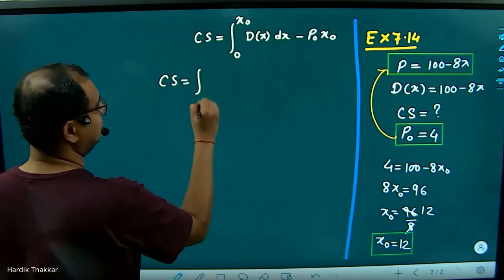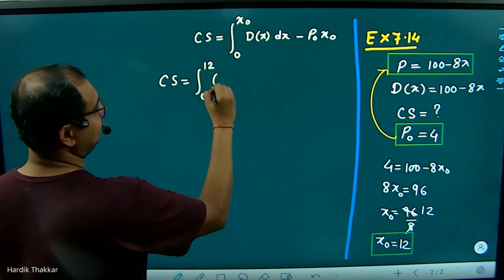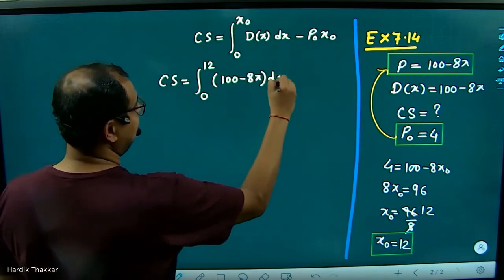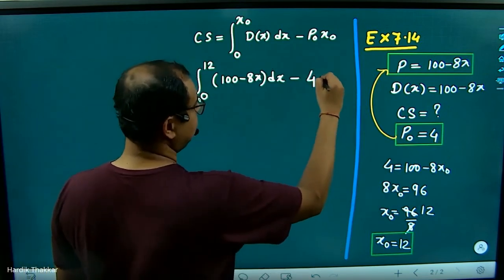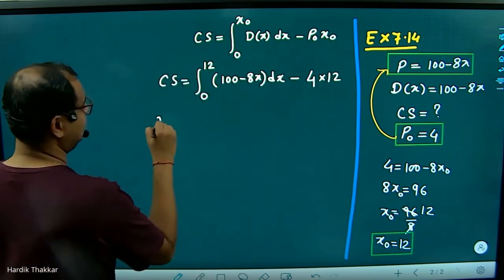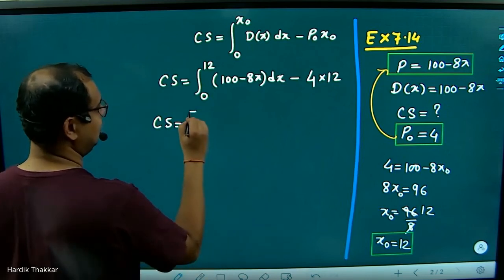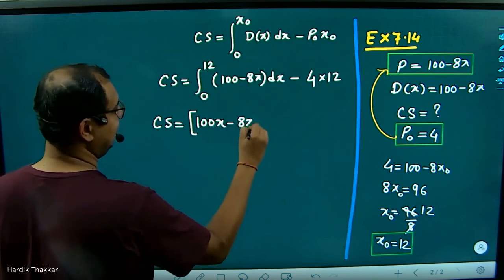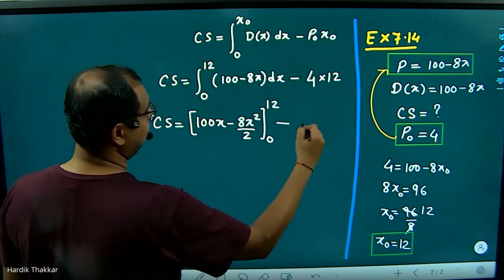So here CS is equal to integration from 0 to x naught. The value of x naught is 12. The demand function D(x) is 100 minus 8x dx, minus p naught x naught. The value of p naught is 4 and the value of x naught is 12. So we can integrate this function. The integration of 100 will be 100x minus the integration of 8x, which is 8x square by 2, correct? And the limit will be from 0 to 12, minus 12 fours are 48.